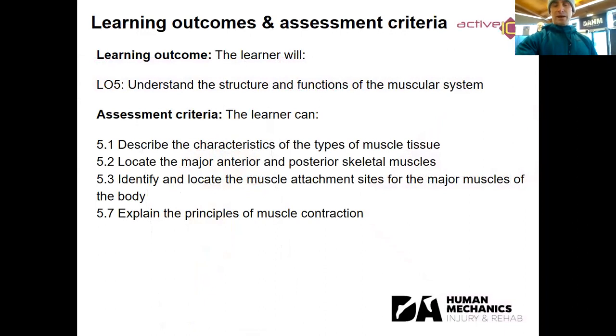Okay, so by the end of this lesson, you should be able to describe the characteristics of the different types of muscle tissue. You should be able to locate major anterior, the front, posterior, the back, skeletal muscles. You should be able to identify and locate muscle attachments, so origin, insertion, and their actions, and explain the principles of muscular contractions.